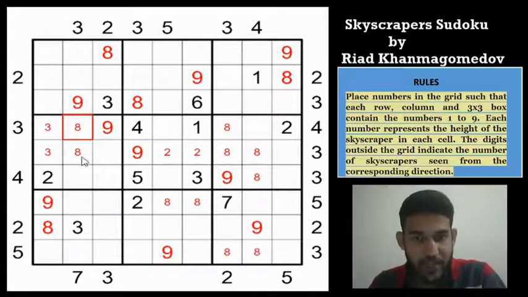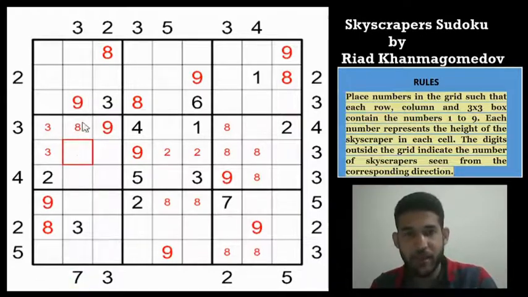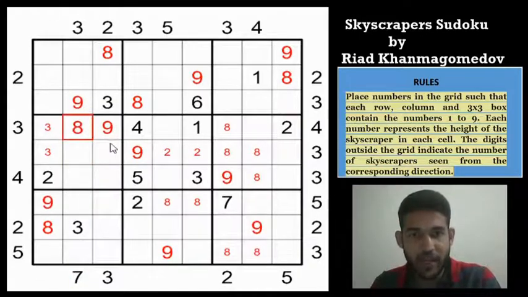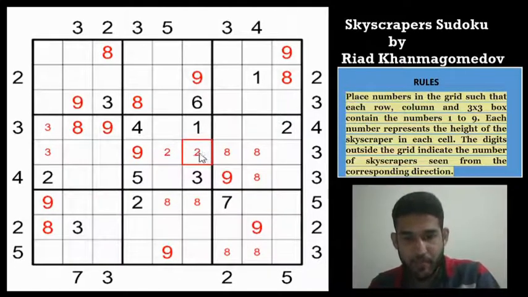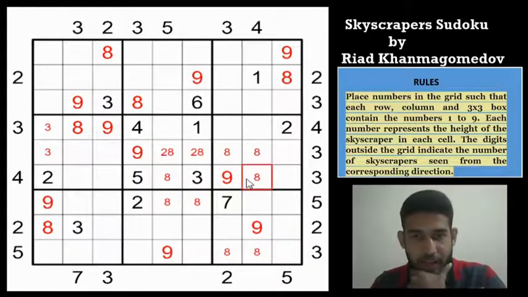Now that means that 8 cannot be here because 8 is the next largest building to 9, and if you place the 8 here, then you can't see this building, which will violate the 7 clue. So we can place the 8 here, right? So this will be an 8, and which eliminates the 8 from here, right? And which means that 8 must go into one of these 3 cells, right? So let us start by placing the 8s now. Okay, 8 must go into one of these 3 cells in boxes 5 and 6. Not of much use now.